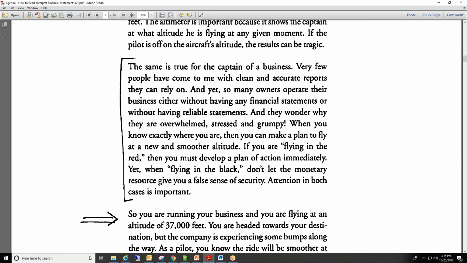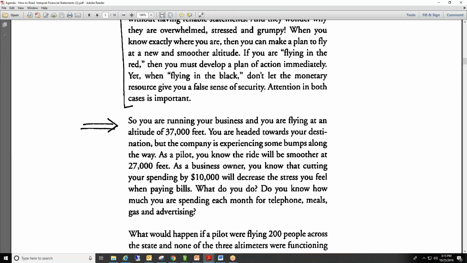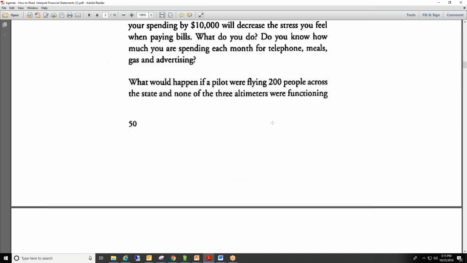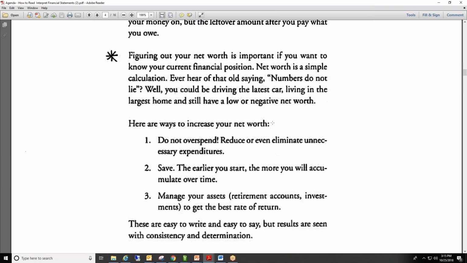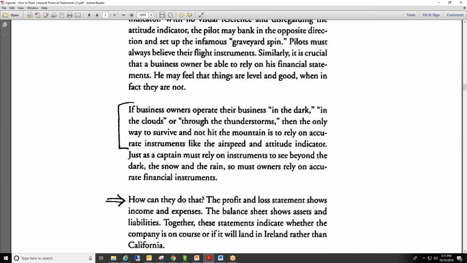Let's see. I put here, so you're running your business and you're flying at an altitude of 37,000 feet. You're headed towards the destination, but the company is experiencing some bumps along the way. As a pilot, you know the ride will be smoother at 27,000 feet. As a business owner, you know that cutting your spending by $10,000 will decrease the stress that you feel when paying bills. Do you know how much you're spending in telephone, meals, gas, advertising? That just talks about net worth.